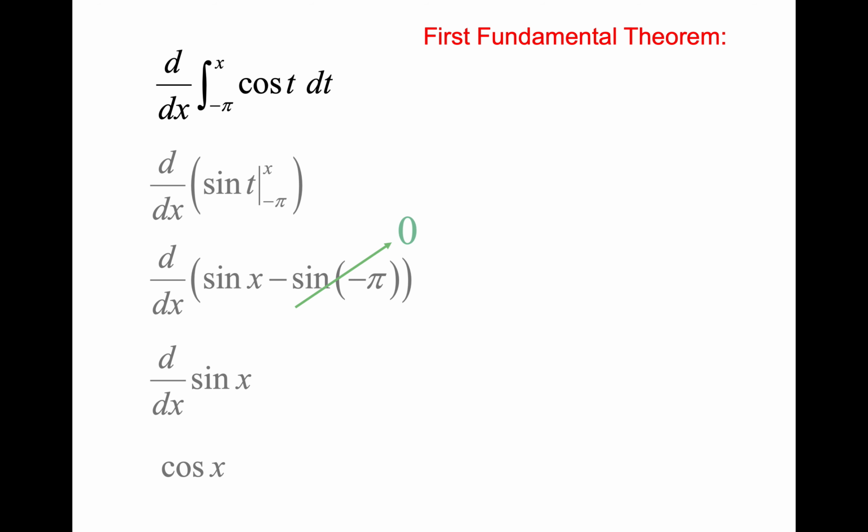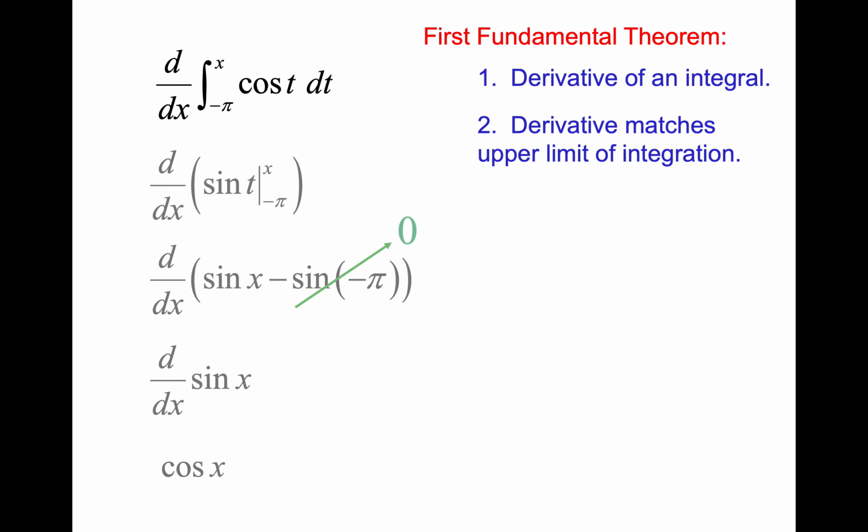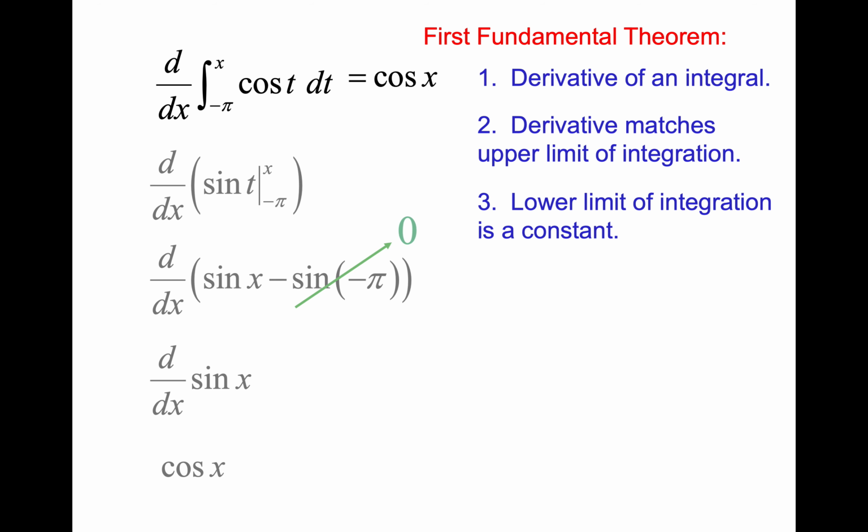Here's the method using the first fundamental theorem of calculus. We're taking the derivative of an integral. The derivative matches the upper limit of integration. So here's the derivative, matches the upper limit of integration. The lower limit of integration is a constant. Negative pi is a constant. So you plug it in. You don't do any other work, you just plug it in.